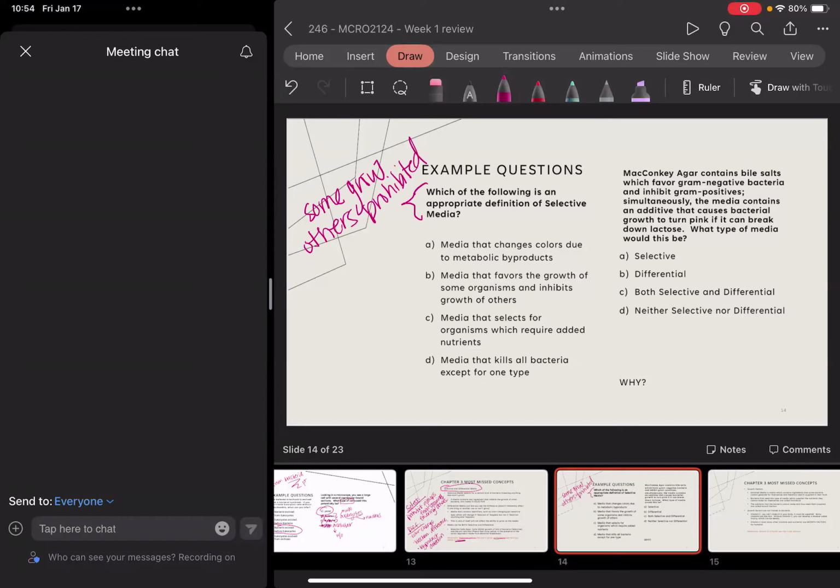So now we can start looking at our choices. Media that changes colors due to metabolic byproducts, you should be looking at that choice and being like, nah, man, that is differential. Media does that. So it's not this one. Media that favors the growth of some organisms and inhibits the growth of others. That's literally our definition. Media that selects for organisms which require added nutrients. So those added nutrients that they would require, do you guys remember the term we use for that? Growth factors.